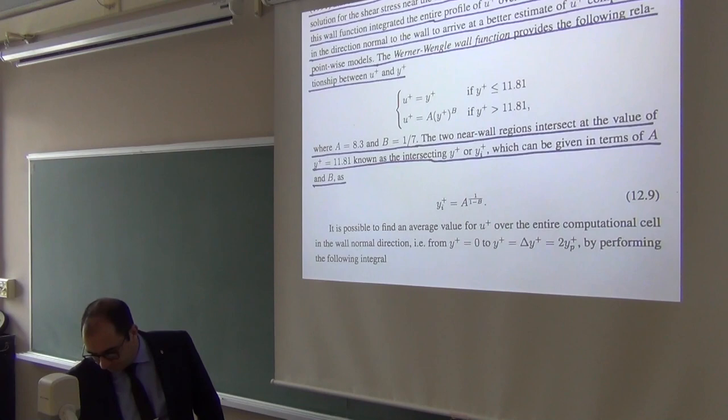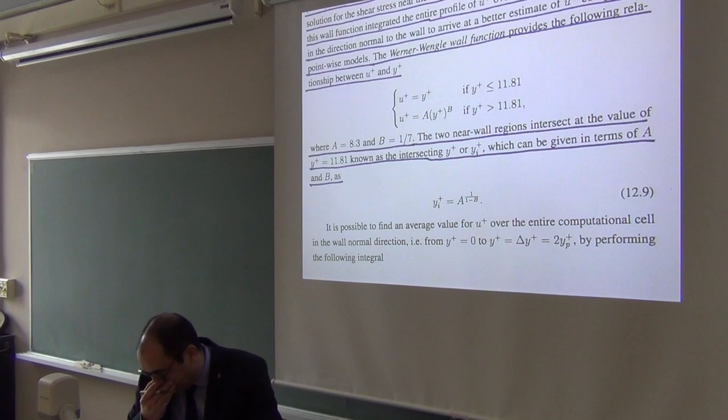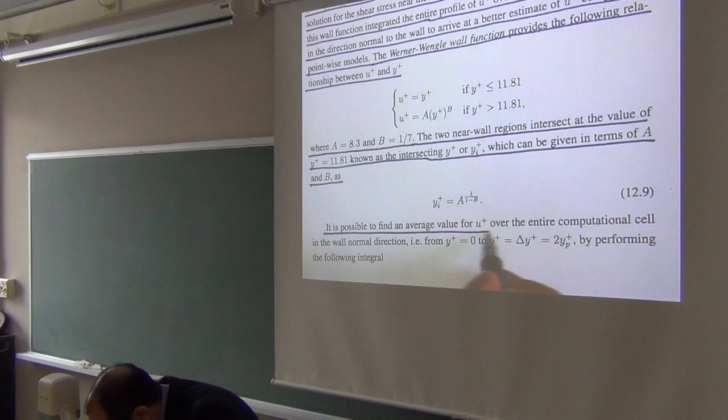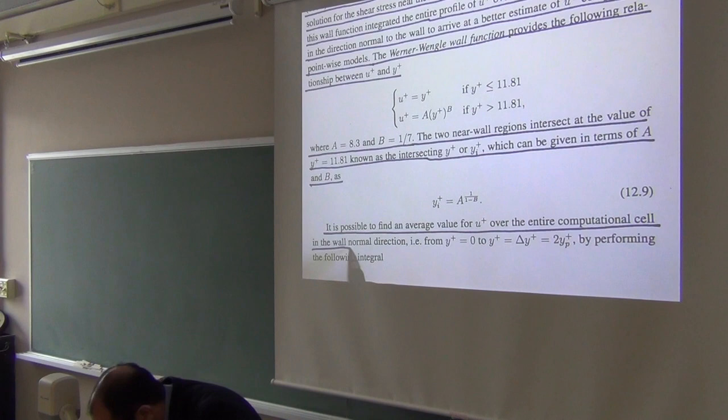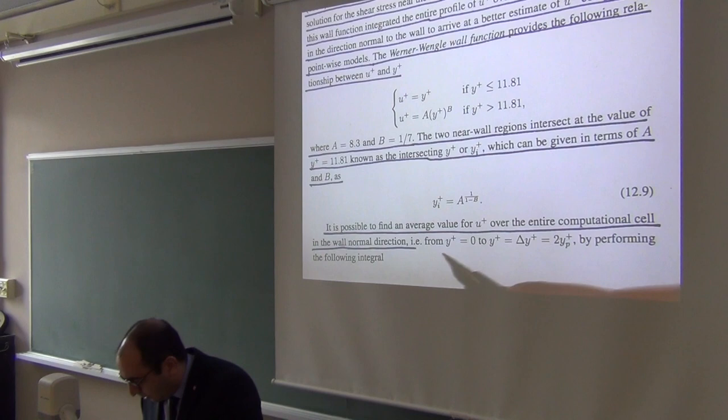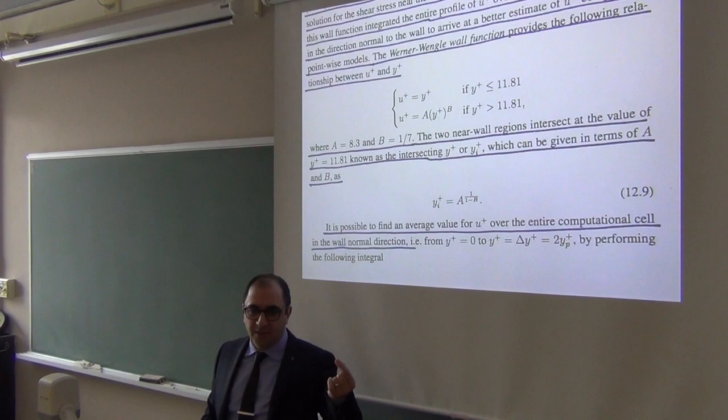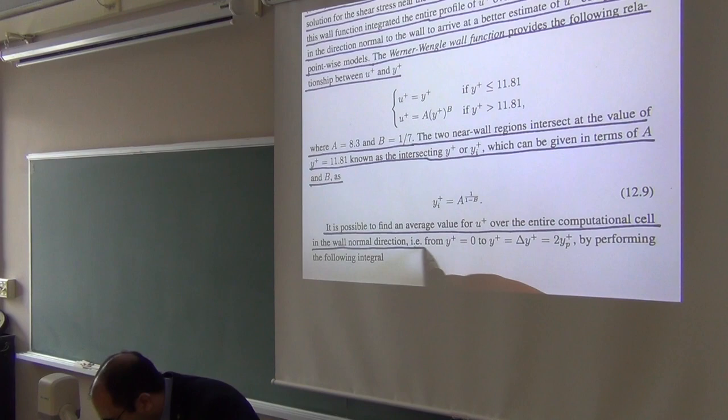Now, let's do the rest of this, the wall function development. It is possible to find an average value for u plus over the entire computational cell in the wall normal direction. Remember, we want to come up with a better estimate of u plus. Just picking point P in the middle of the first cell is not good enough. You can actually average u plus in this wall function method.